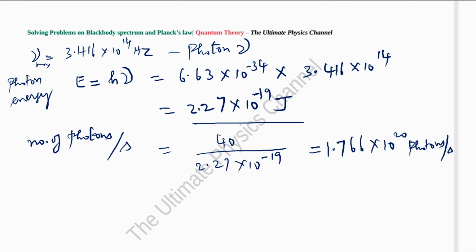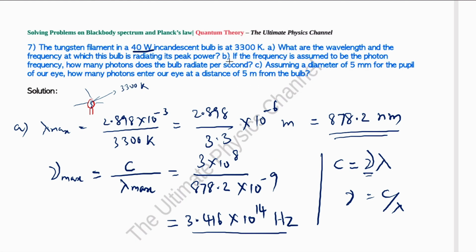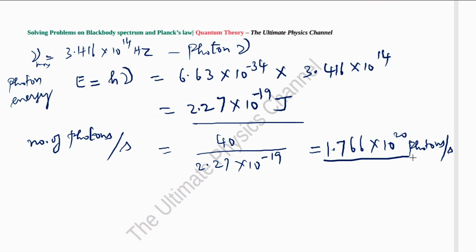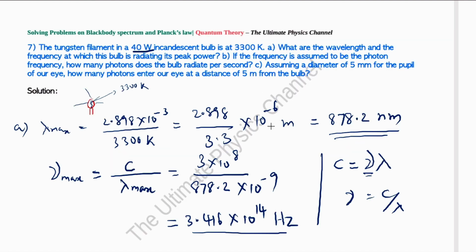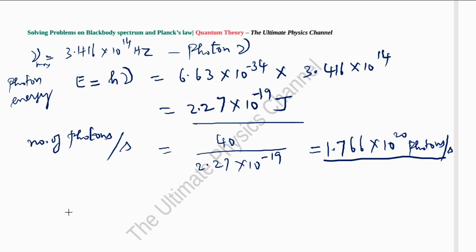Right? So part B is answered. How many photons does the bulb radiate per second? That number is 1.766 into 10 power 20 photons every second. The third part of that is, assuming a diameter of about 5 millimeter of the pupil of our eye, how many photons enter our eye at a distance of 5 meters from the bulb?